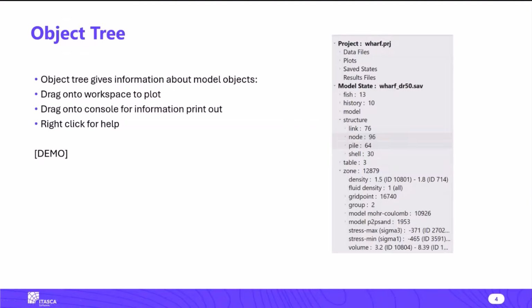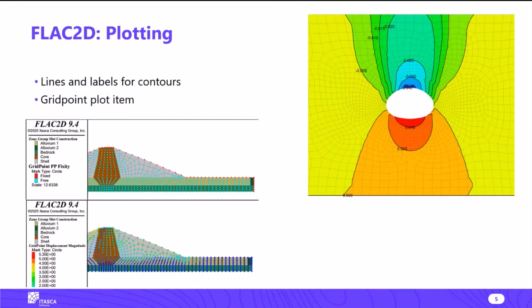All right, so the object tree I talked about. New plotting in FLAC2D I talked about. Here's an example of plotting the grid points where it might be useful. You can see the ones that are fixed. In this case, the pore pressure is fixed, and just to make sure that you've applied your boundary conditions correctly.